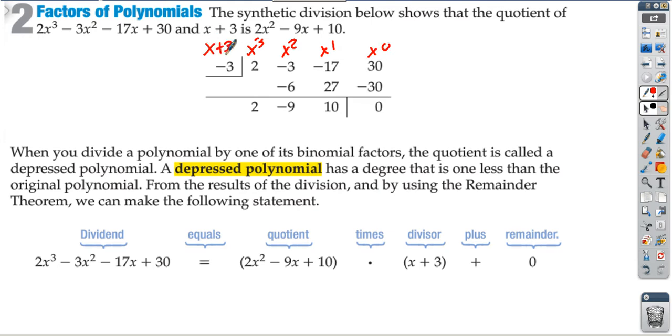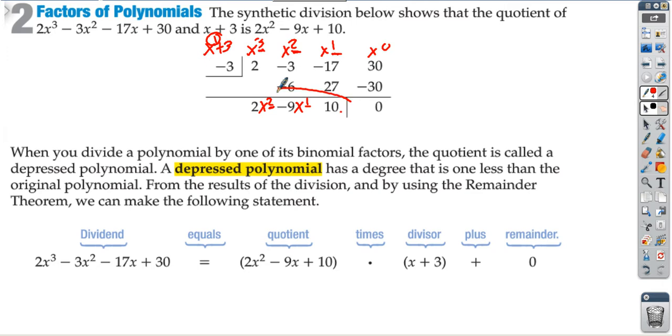It basically means that you're dividing each of these exponents by something that represents x to the first. If you divide x cubed by x to the first, you get x squared. This number has been depressed by 1 from x cubed. You divide this x squared by x to the first, you get x to the first. It's been depressed from x to the second down to x to the first. Finally, if you divide x to the first by x, you just get nothing in terms of the x. It's x to the 0. That's what we mean by a depressed polynomial.